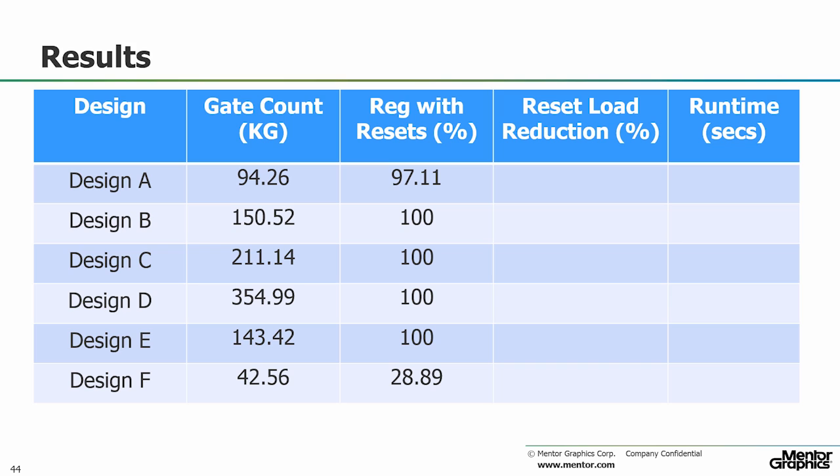Column 3 shows the percentage of registers which have resets in the design. Column 4 shows reset load reduction, which is the percentage of registers with redundant resets over the registers with resets. Finally, column 5 shows the runtime of the optimization on the corresponding design.